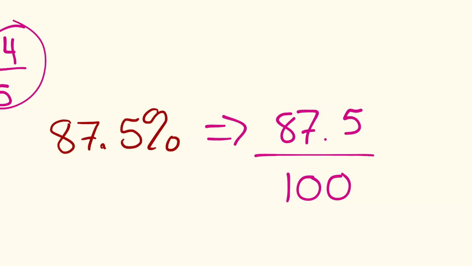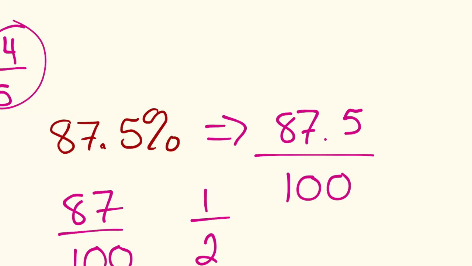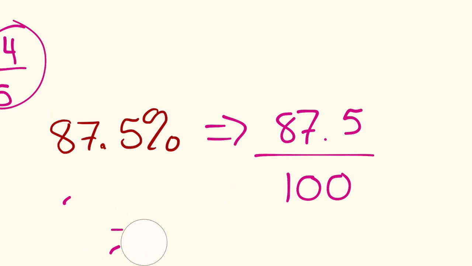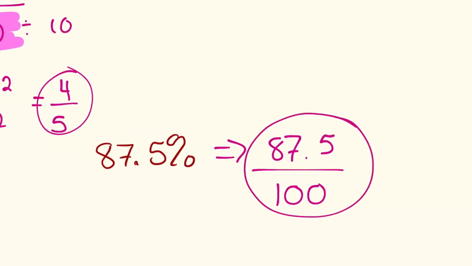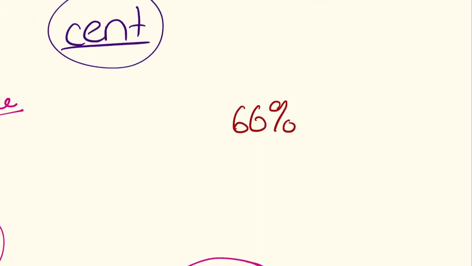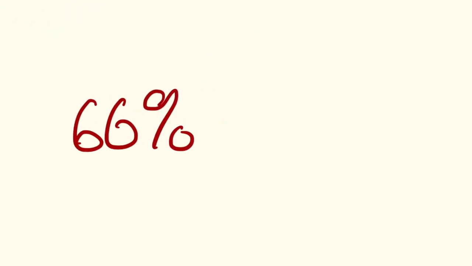Now, if you wanted to, we can go a little bit further and say that this is 87 and a half over 100. I mean, you could easily have written it out like this. It's okay if you don't. I just want to see what you do when you're given a percentage and change it into a fraction. More often than not, though, for the purpose of this course, you're not going to see a decimal as a numerator. And so we're just going to shift on over to 66%, which is, again, very easy.